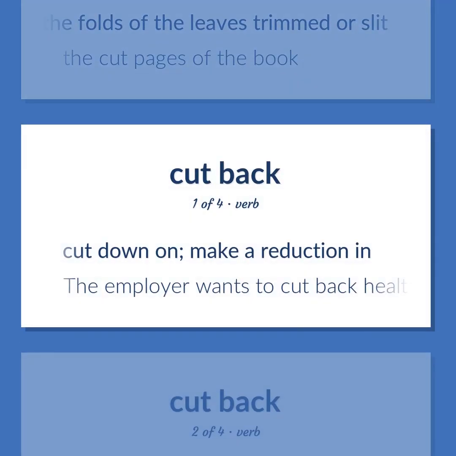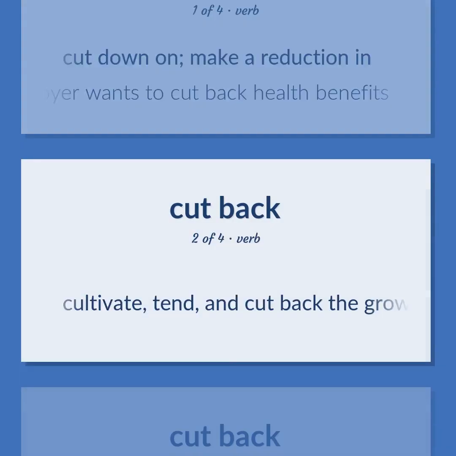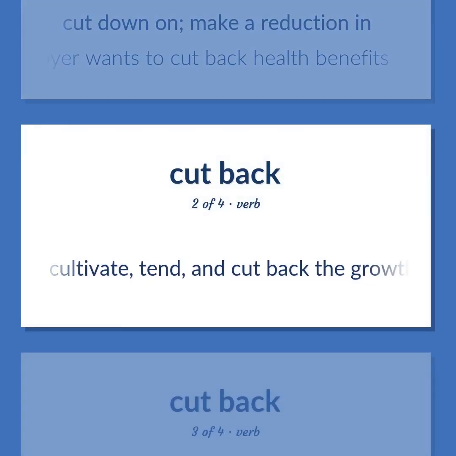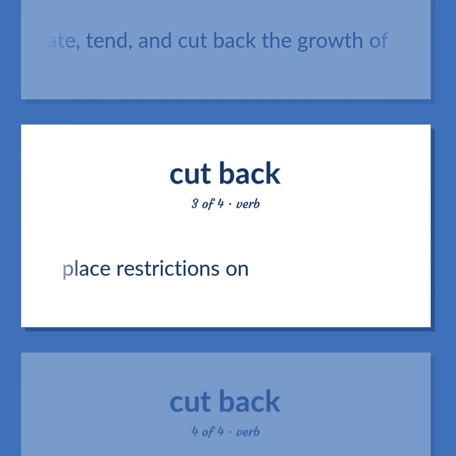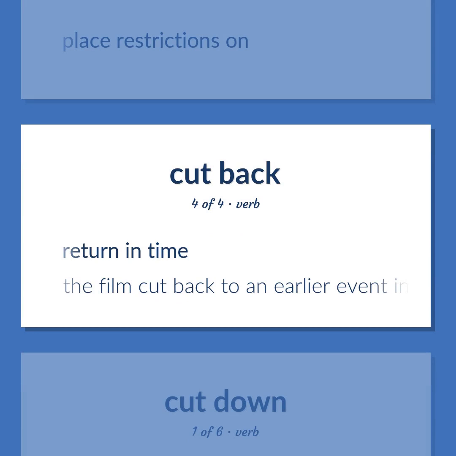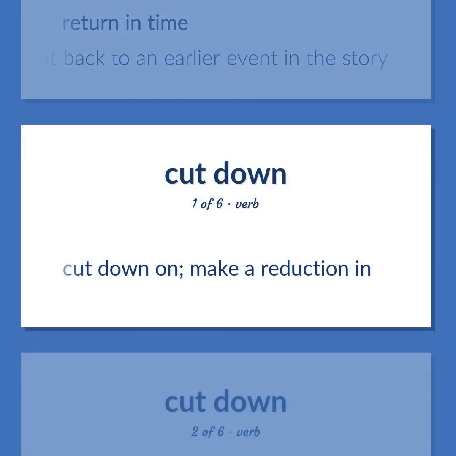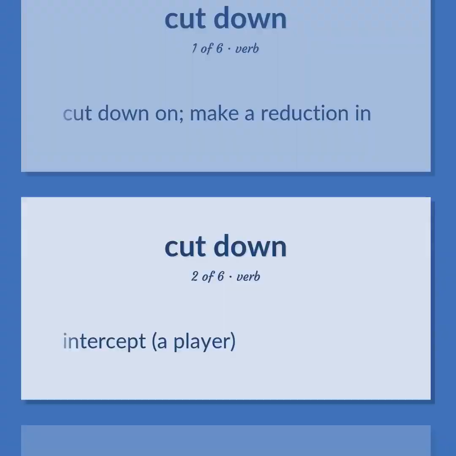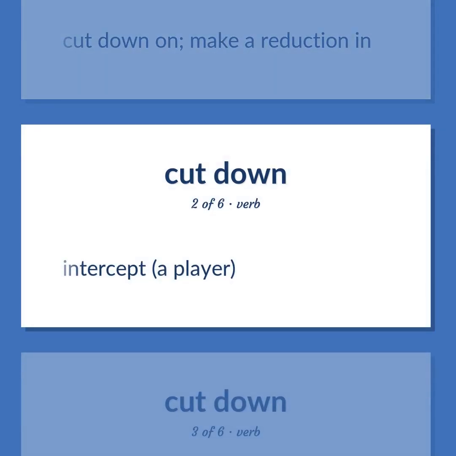Cut down on. Make a reduction in. The employer wants to cut back health benefits. Cultivate, tend, and cut back the growth of. Place restrictions on. Return in time. The film cut back to an earlier event in the story. Intercept, a player.